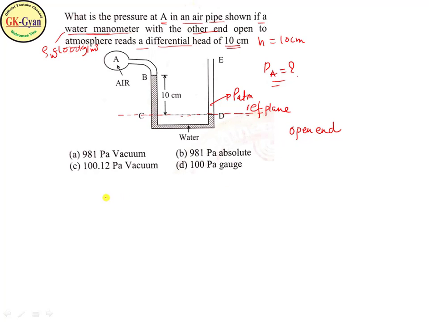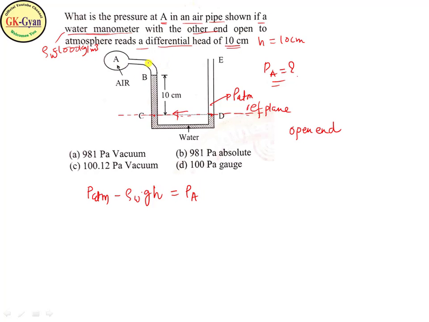So write down the equation here. We'll start from the open end, so it will be P atmosphere. Then from point D to C, we are moving horizontally, on the same level, so there will be no change in the pressure. We directly move to point C. From C to B, you move in the upward direction from the reference plane. Whenever you move upward from the reference plane, take the negative sign. So it will be minus rho of water into g into h. Then directly you move to point A, so it is equal to PA.